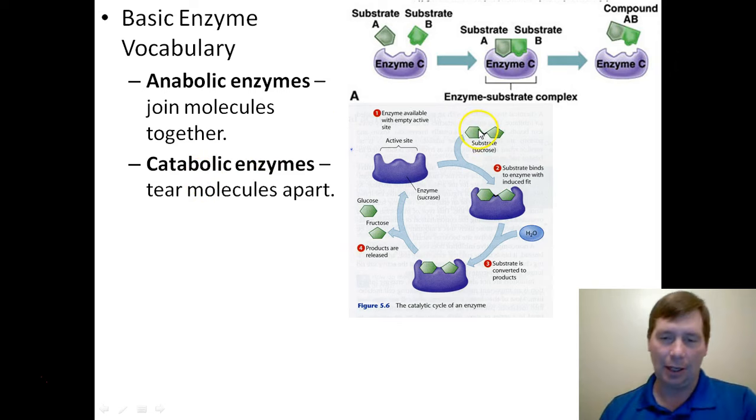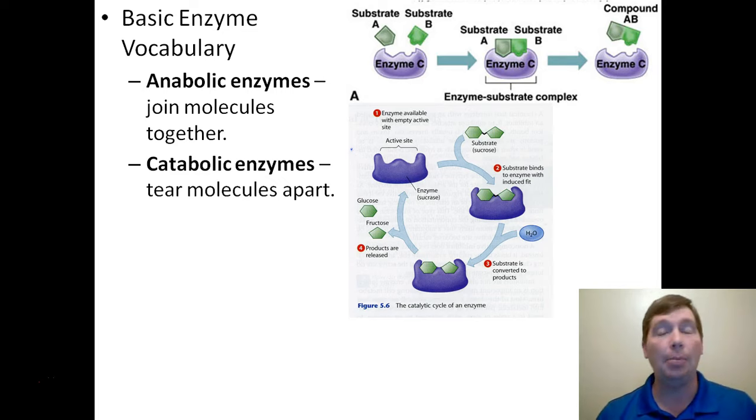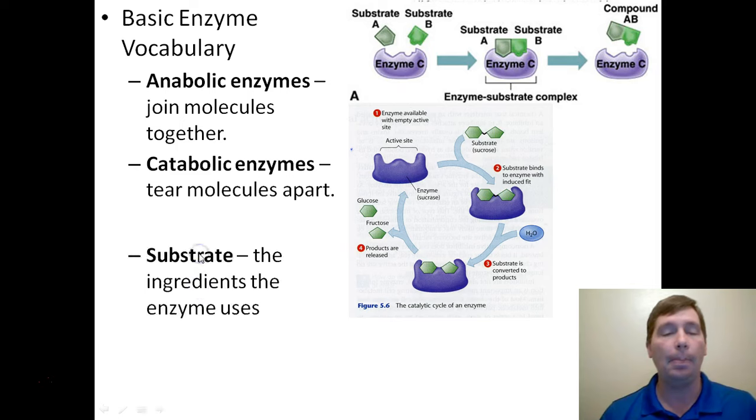Here you can see in this animation, this picture, that we start out with one molecule. The enzyme grabs it and breaks it apart into two molecules. So all enzymes fall into these two categories. Every enzyme is either an anabolic enzyme, it makes something, or it's a catabolic enzyme, it tears something apart.